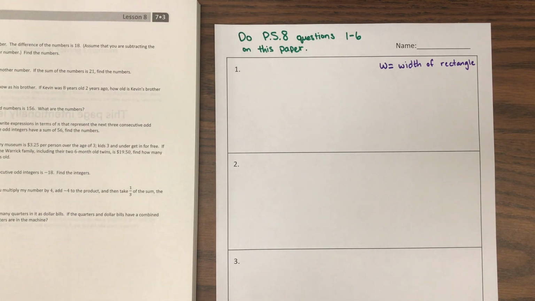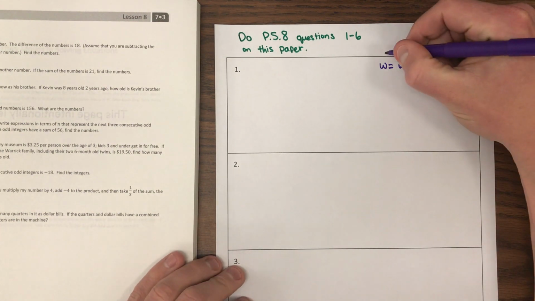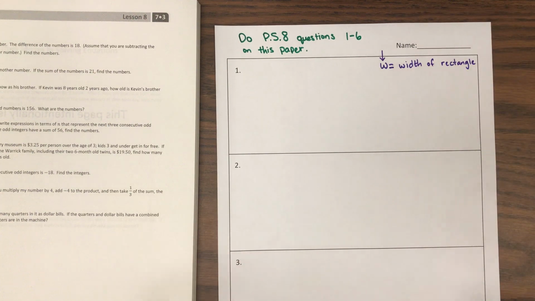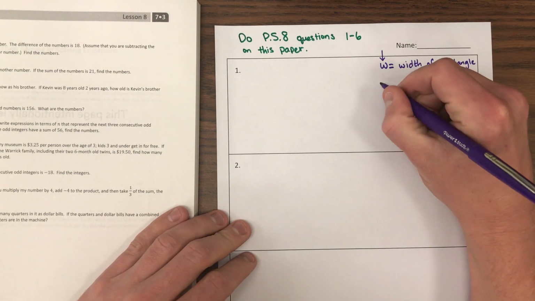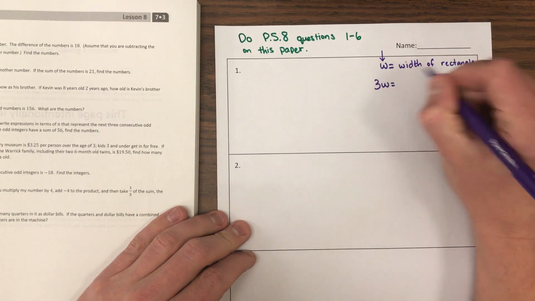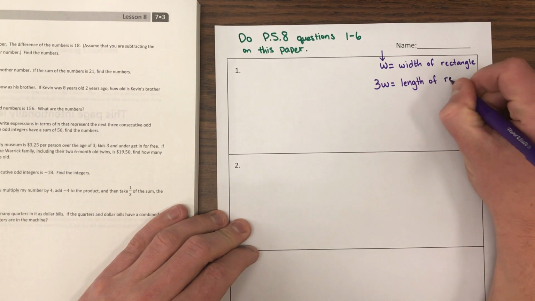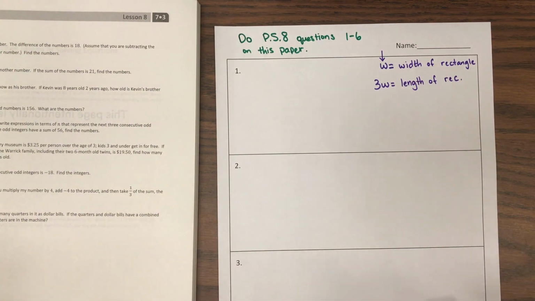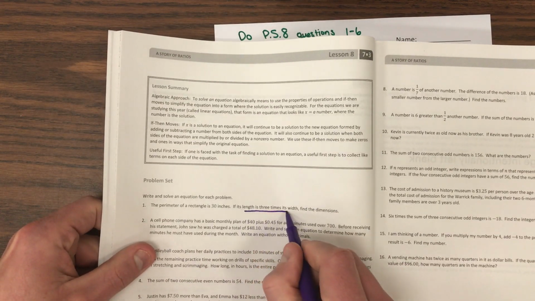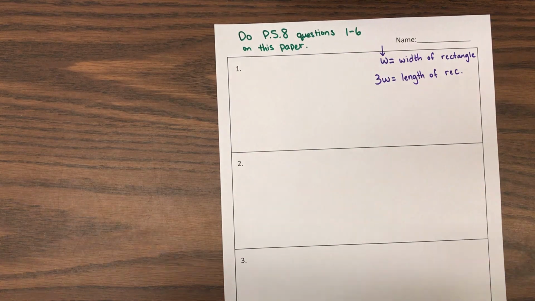Then we have to consider this other quantity that's in the problem, the length of the rectangle. We want to express that length of the rectangle in terms of the variable we already have. We have to write it in a way that uses w and no other variable. So I'm going to write that 3w equals the length of the rectangle. And I'll shorten rectangle this time to just rec. And that's because the problem told me that the length is 3 times its width. So 3w.